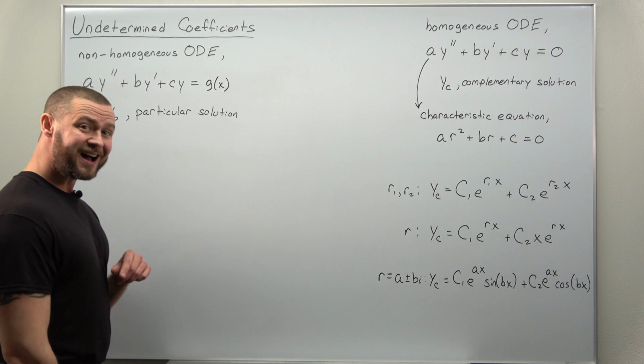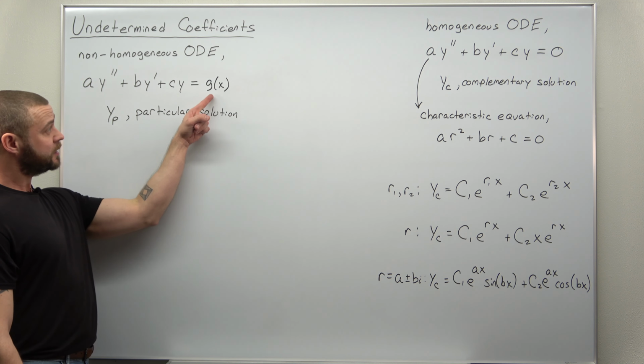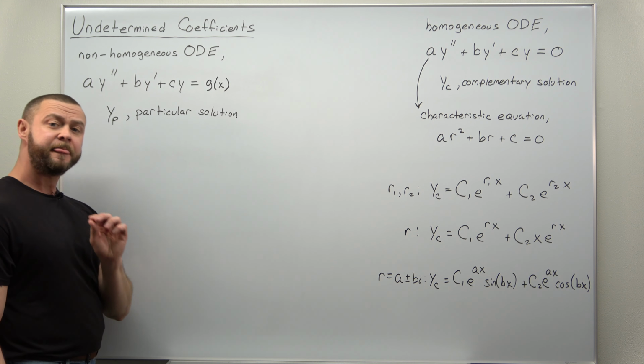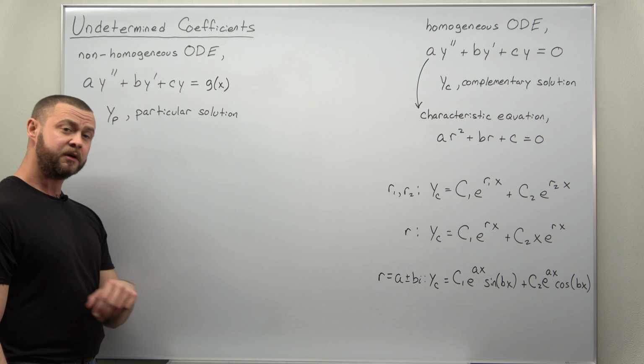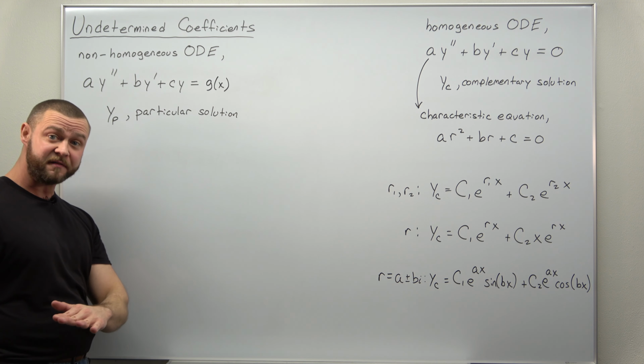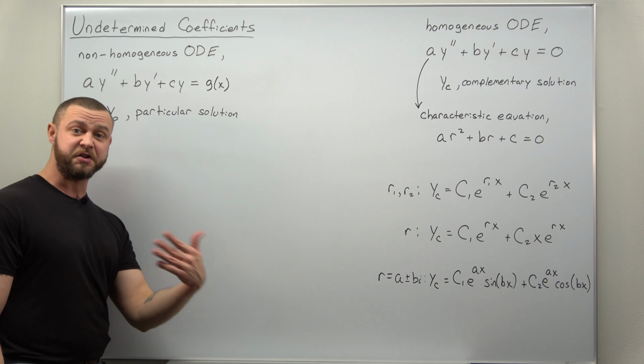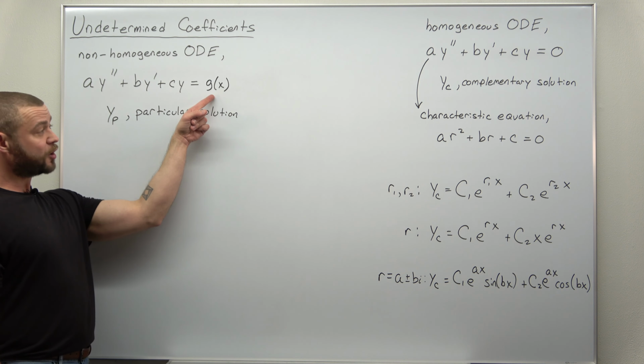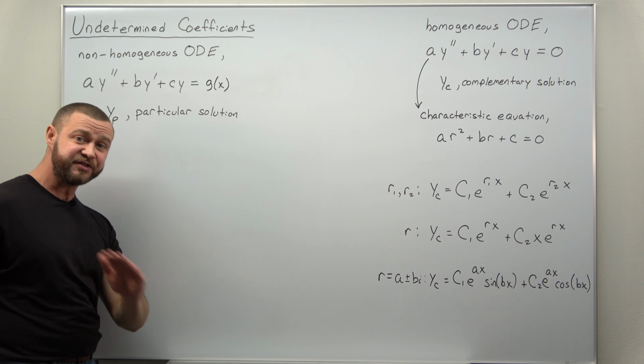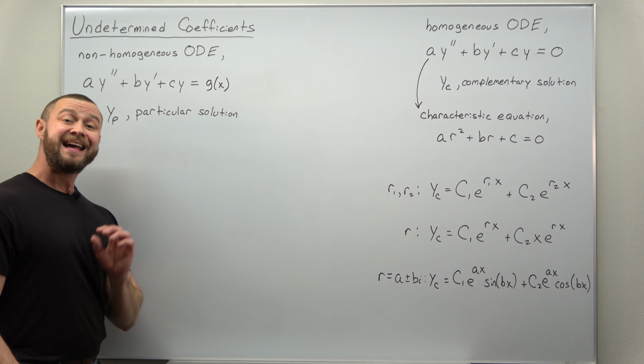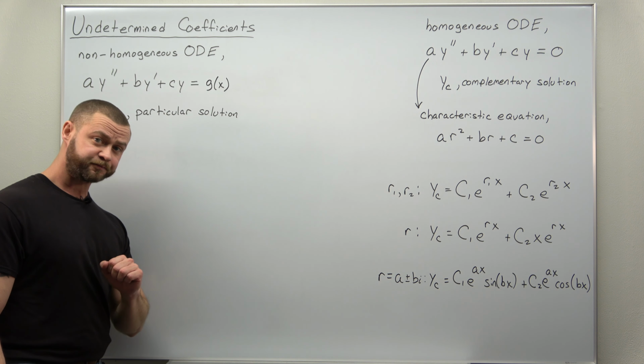What we call a non-homogeneous ODE is one in which the right-hand side is not 0. So maybe the right-hand side is a function of x, maybe it's just a number like 1, but as long as the right-hand side is not 0, we call that a non-homogeneous ODE.